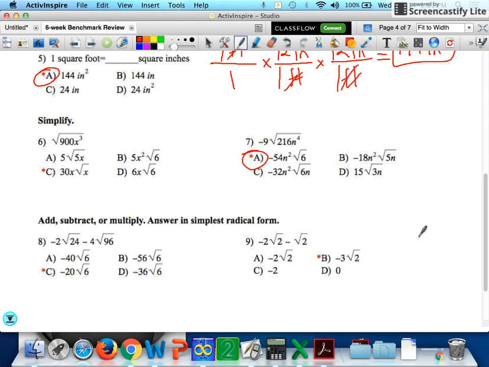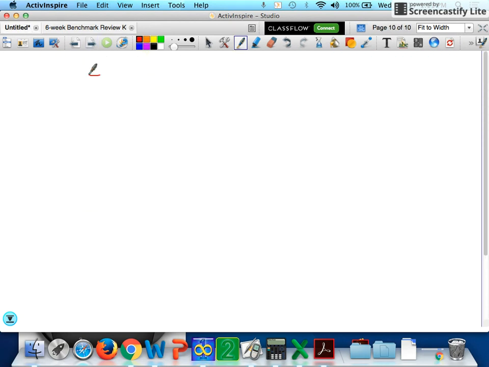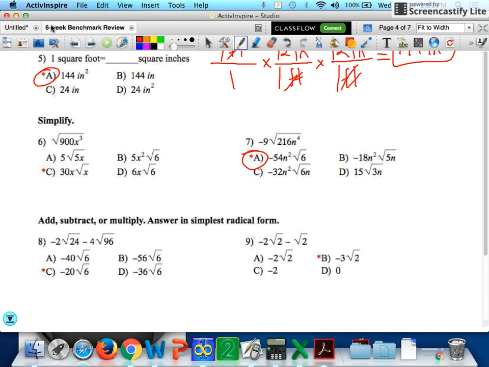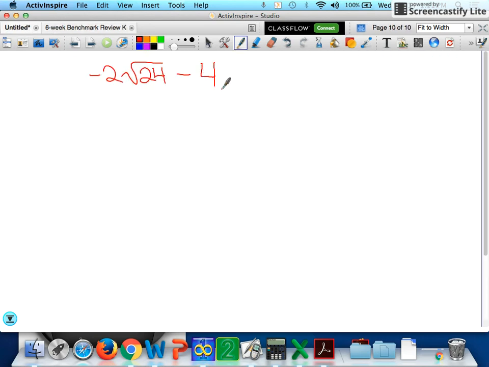Number 8 is an addition-subtraction problem with radicals. So it's negative 2 on the square root of 24 minus 4 on the square root of 96. Now remember, these radicals act a lot like variables.